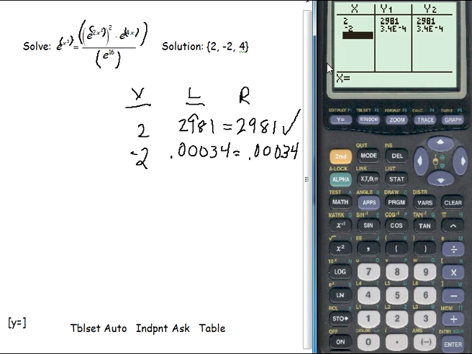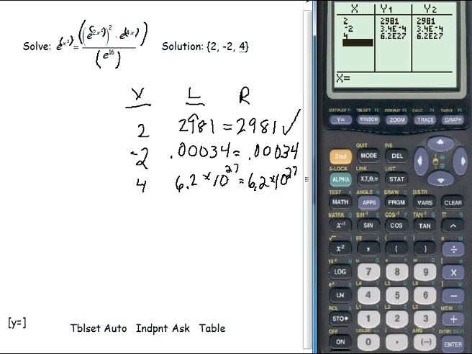Okay, and then the last number we had to check was 4, and we hit enter. And again, that's a good check too, and I'm not going to try to write that because it's a big number. 6.2 times 10 to the 27th equals 6.2 times 10 to the 27th. All right, and we got checks for all of them.